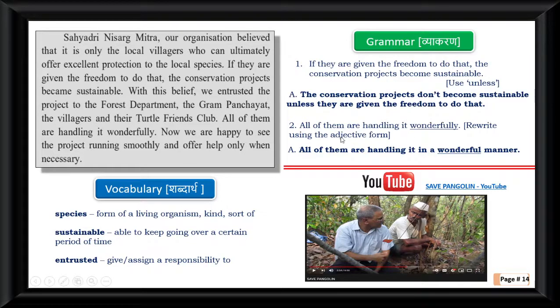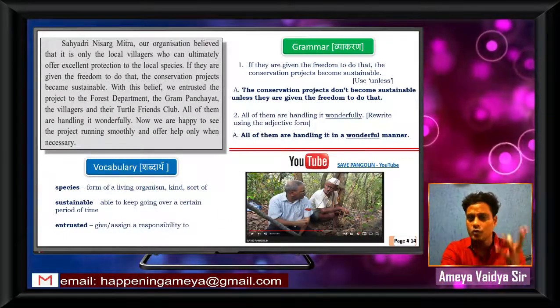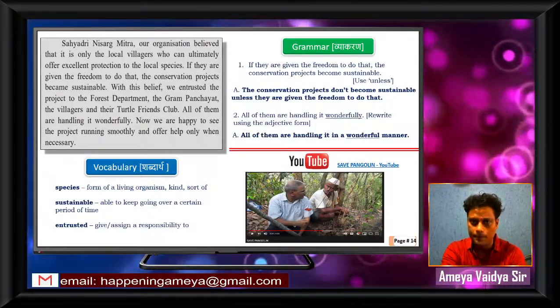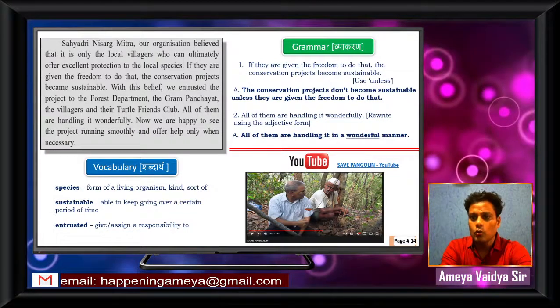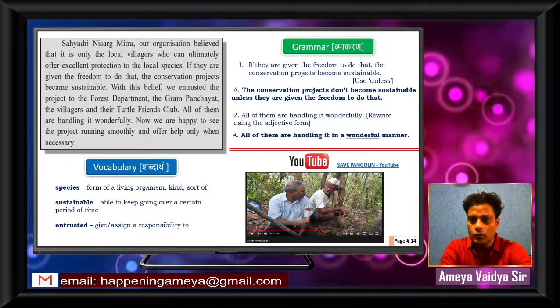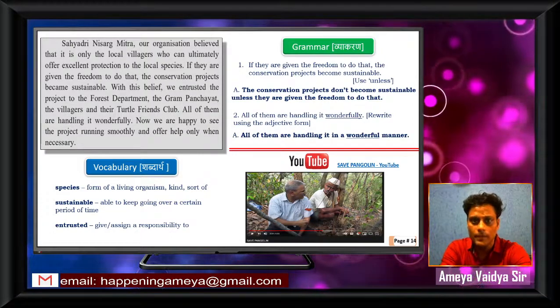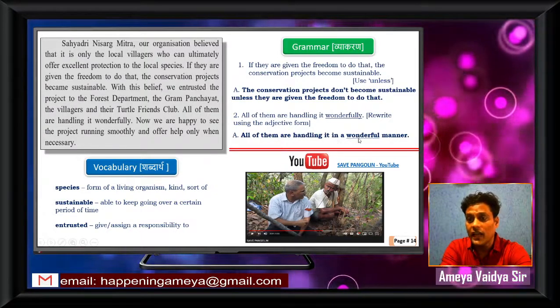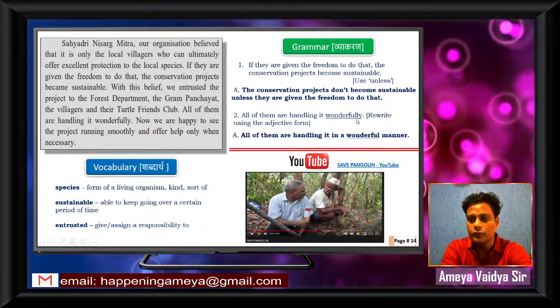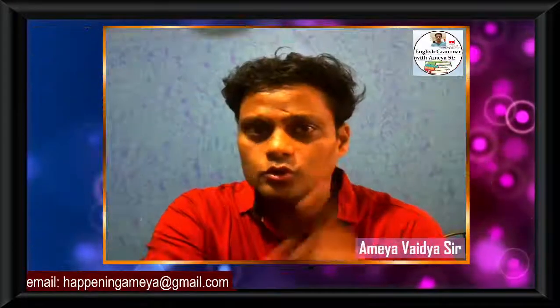Second one: all of them are handling it wonderfully. Rewrite using the adjective form. So wonderfully, with the ly, gives you the adverb form. Guys, ly gives you the adverb form. Not always, but 90% of the times, okay? So we are required to use the adjective form. The adjective form is wonderful. How are we going to do that? All of them are handling it in a wonderful manner. See how wonderfully was changed to wonderful without any alteration to the meaning.